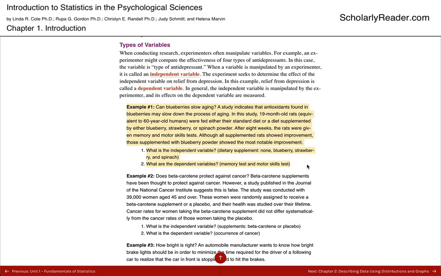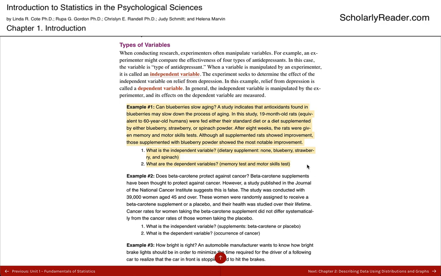In this study, 19-month-old rats, equivalent to 60-year-old humans, were fed either their standard diet or a diet supplemented by either blueberry, strawberry, or spinach powder. After 8 weeks, the rats were given memory and motor skills tests. Although all supplemented rats showed improvement, those supplemented with blueberry powder showed the most notable improvement.